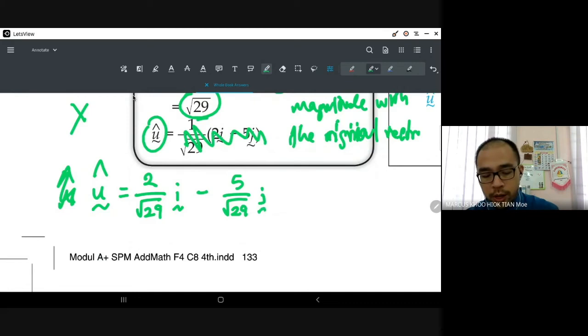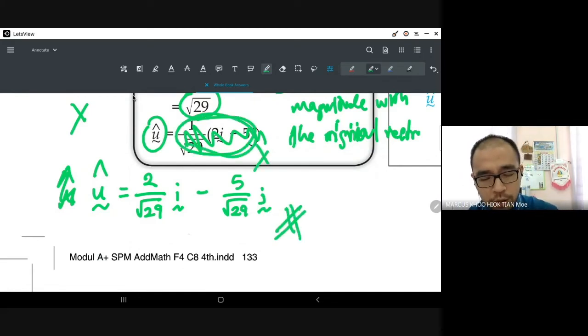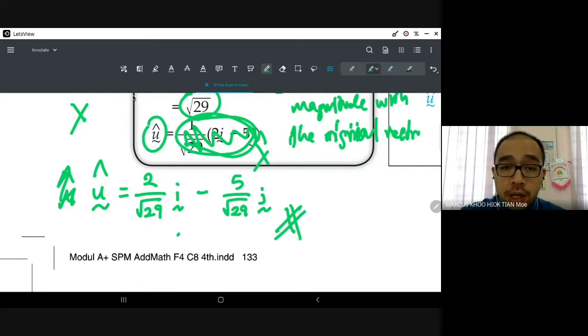I want you to write your answer like this. I don't want you to follow this one. I want you to write your answer like this: 2 over 29i minus 5 over 29j.